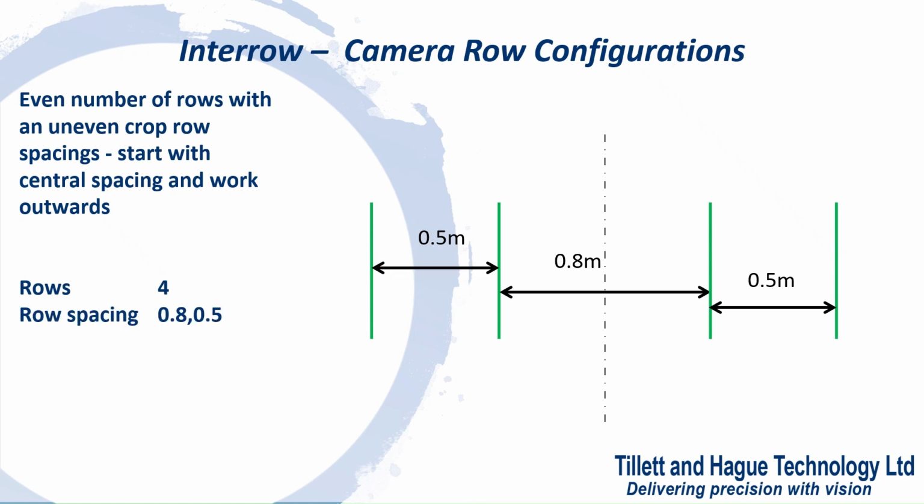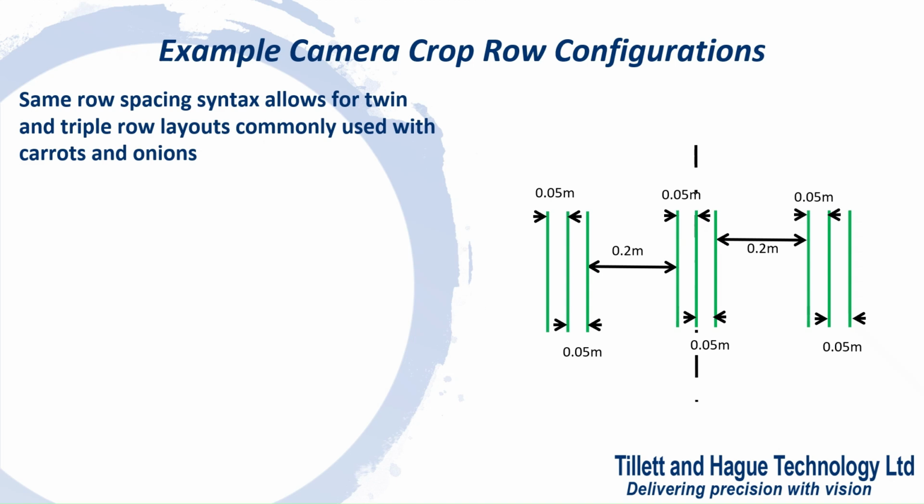We can expand and apply these principles to cover quite complex patterns. In this case of triple rows, typical for crops like carrots, we want to follow 3 triples, so the number of rows is 9. To get the row spacing, we simply start at the centre, with 0.05 meters between the central and first row, and work our way listing each spacing at a time, until we get to the edge of the pattern. Note that as always, the pattern is symmetrical about the centre line.